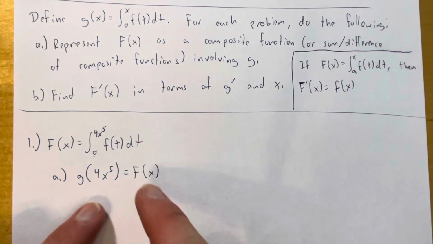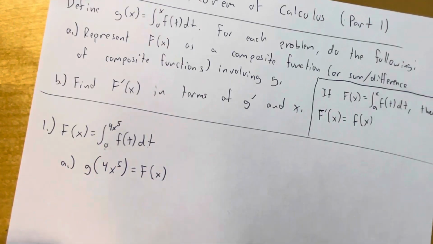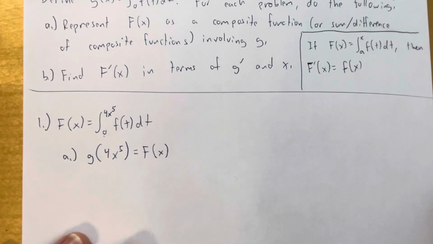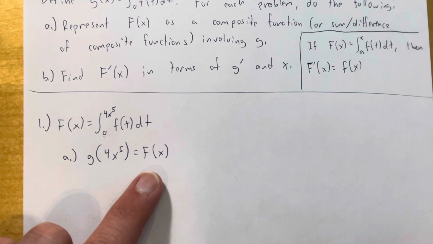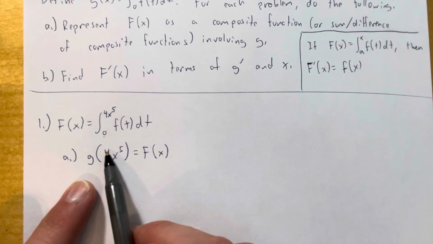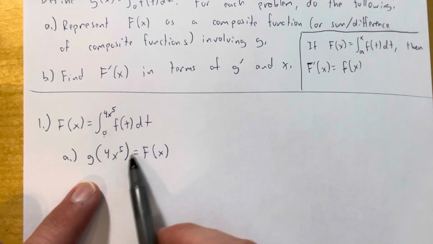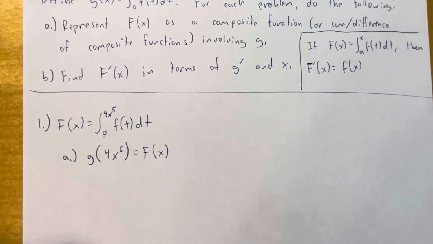Okay? I think I probably would have wanted to write this the other way around, but that's fine. This works just fine. So that is the relationship between these two, and this one is a composite function. I took a function, 4x to the fifth, and plugged it into another function, g of x.